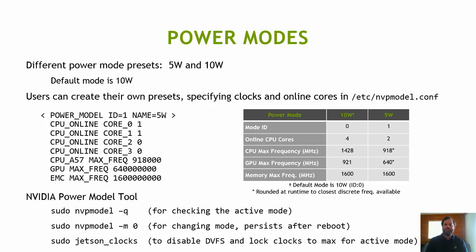What NVPModel does is it sets the minimum and maximum voltage limits and clock limits of the CPU, GPU, and memory that are used by the dynamic voltage and frequency scaling governor, also known as DVFS, and the number of CPU cores that are online. The DVFS governor will scale depending on workload, based on these frequencies defined by the active mode. Now, if you want to disable DVFS scaling, the jetson_clocks script will disable DVFS and lock the clocks to their maximums for the active power mode. jetson_clocks doesn't change the active mode, it just maximizes the clocks to their limits for the current mode.